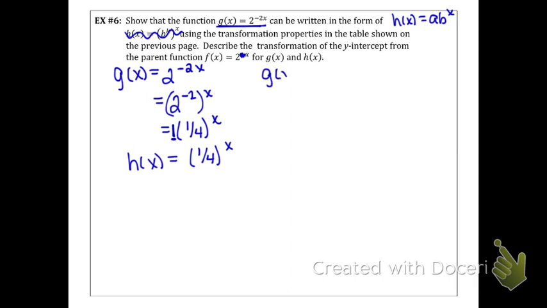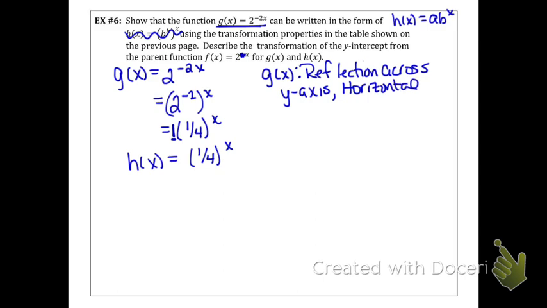So we know that for g of x, the negative is a reflection across the y-axis. And we know the 2 is a horizontal dilation by 1/2.